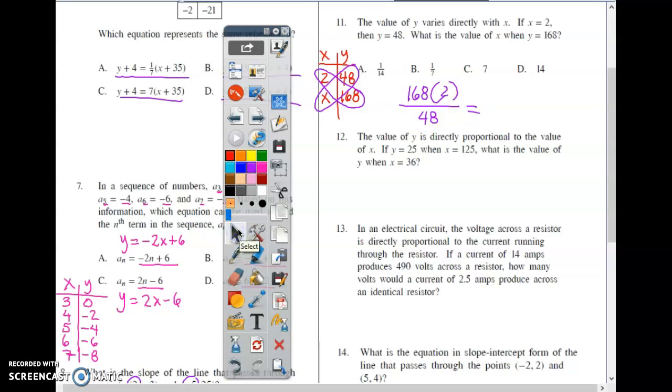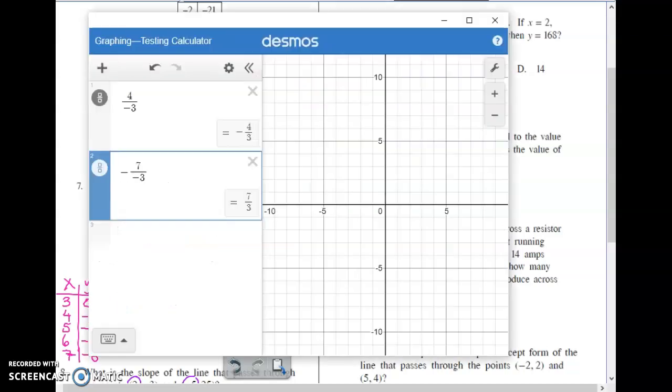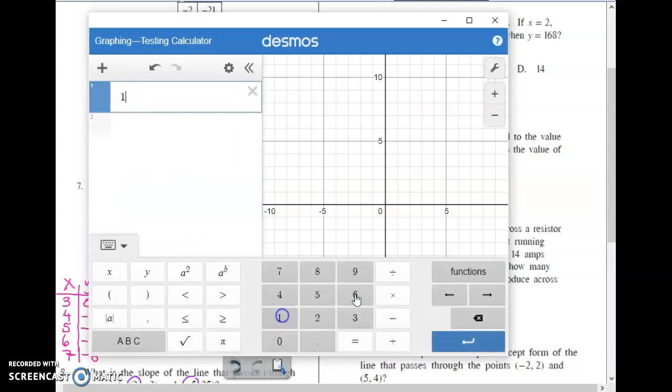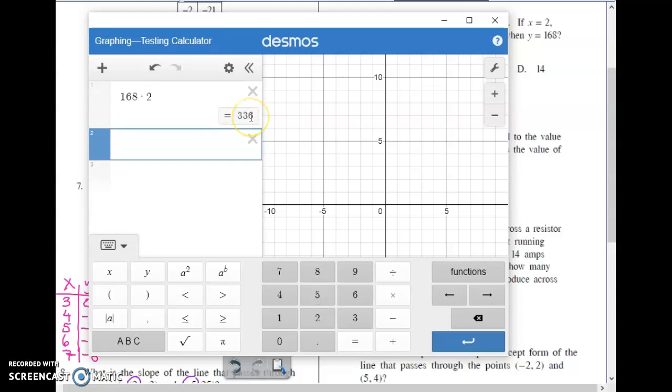So I'm going to refresh your memory in Desmos. You're going to type 168 times 2. Okay, multiply those two. And then this, you're going to divide it by 48. So 336, too many threes, divided by 48. And that will give you your answer.